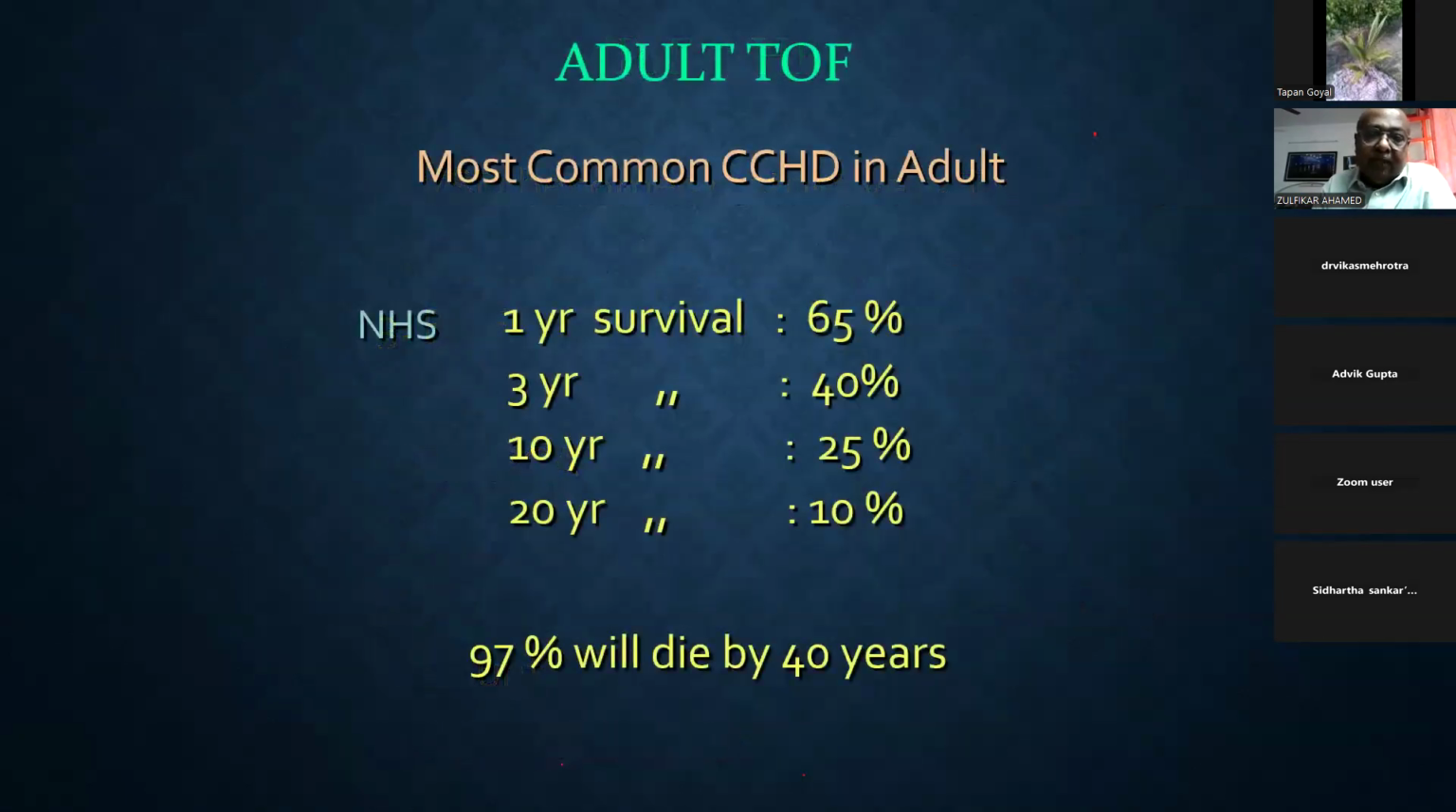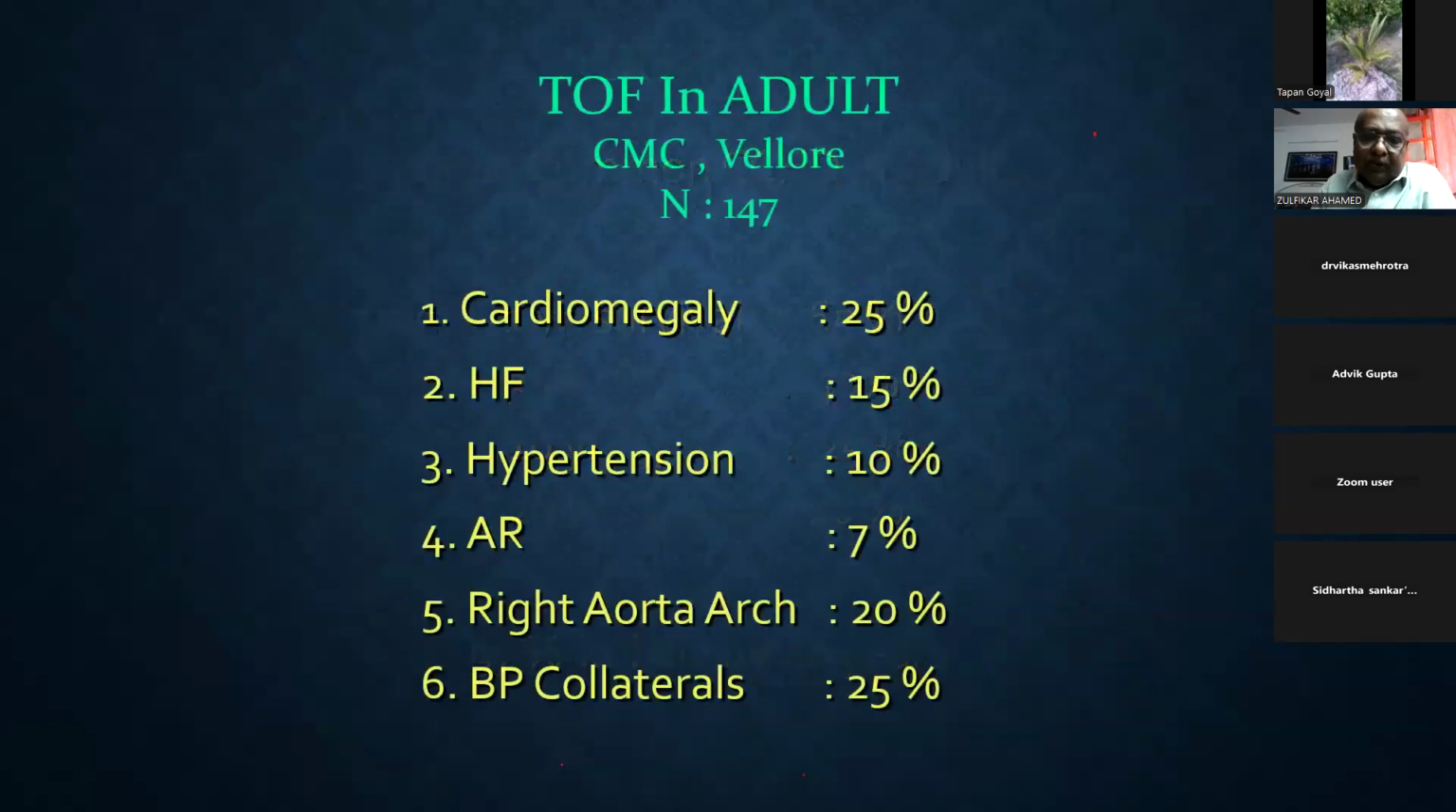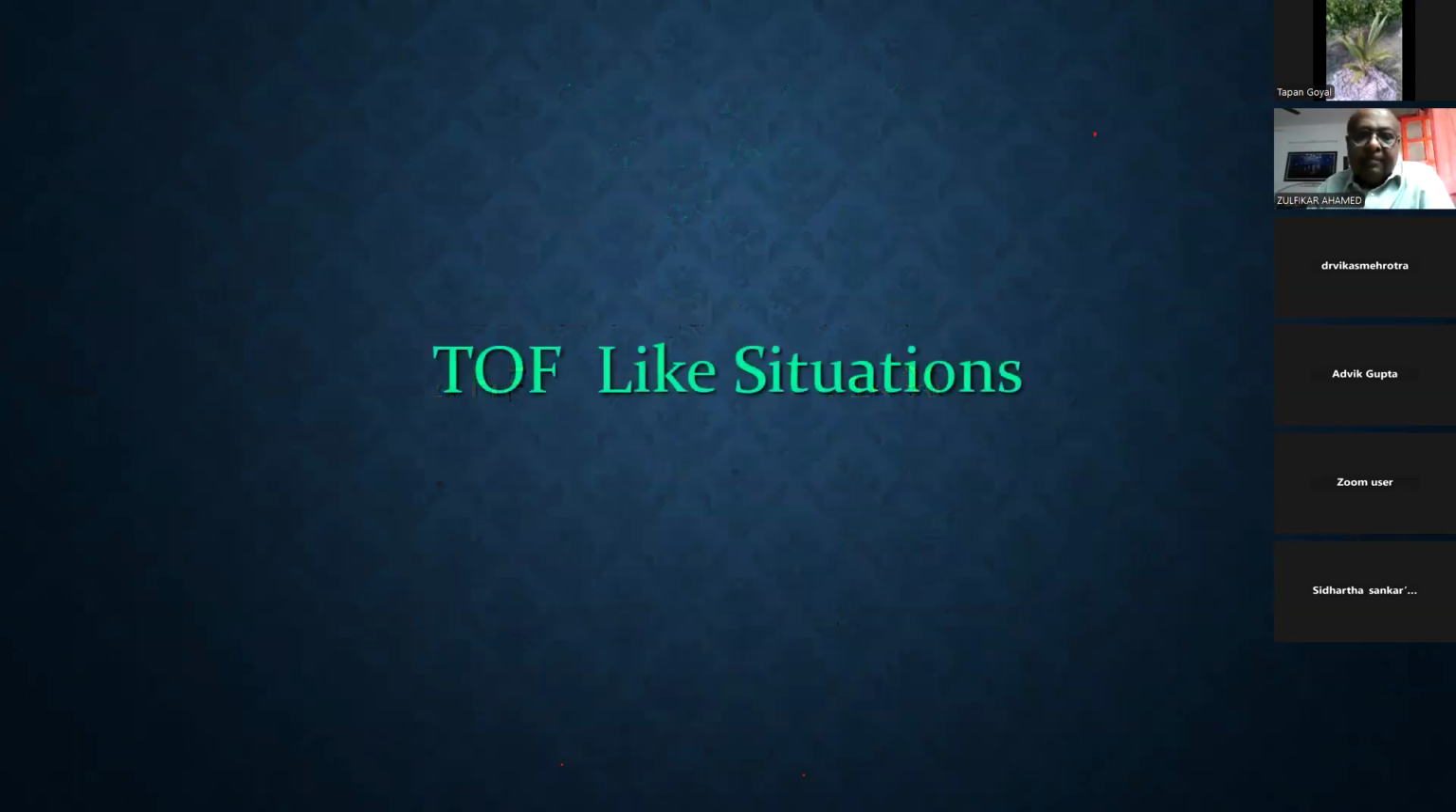And this, of course, is the most common cyanotic heart disease in adults also. So there are some differences in adult tetralogy of Fallot from a pediatric tetralogy, which sometimes are important. For example, there can be mild cardiomegaly, can be mild heart failure, then clinical AR can be present, and bronchopulmonary collaterals are more in adults as expected.